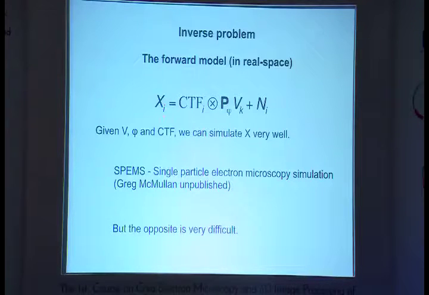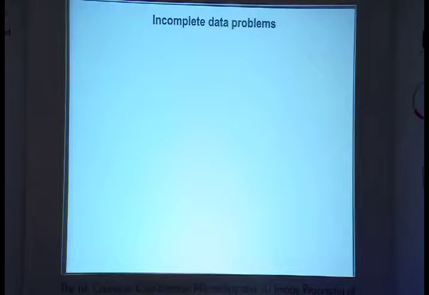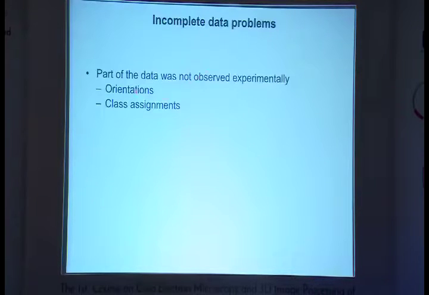However, getting the volume from the experimental EM images, which are very noisy, is very difficult. That's what we call the inverse problem. And incomplete data problems are those where we don't know the orientation of each of the projections from the images, and we don't know the classes they belong to. These are difficult to solve, but we can iterate in cycles to get a very high signal-to-noise ratio, and then we can assign the orientation and class assignments.